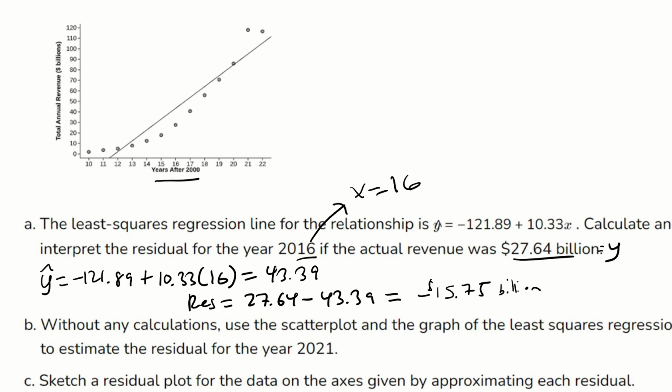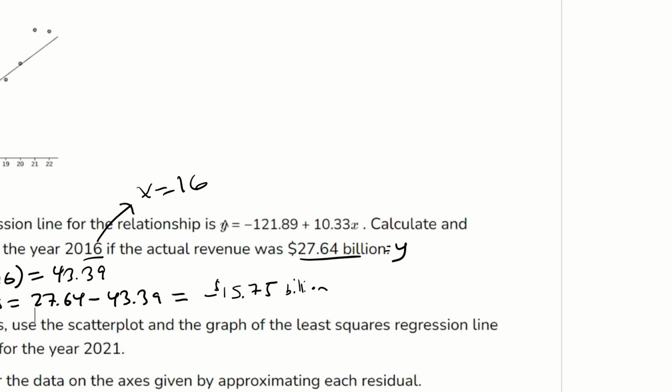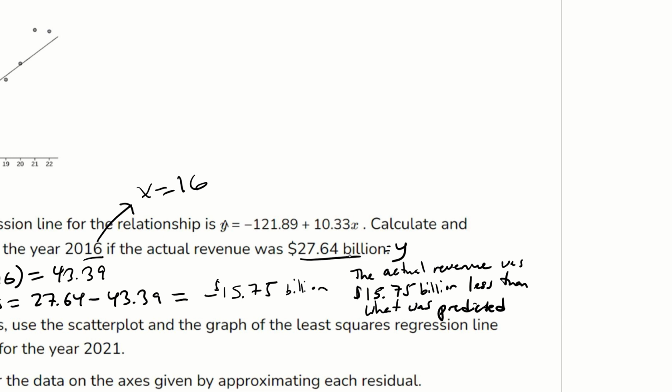Okay, so there's a residual. So they want us to interpret as well. So the actual revenue was $15.75 billion. This is the decimal right here. Less than or below what was predicted. What was predicted revenue for 2016. Okay.